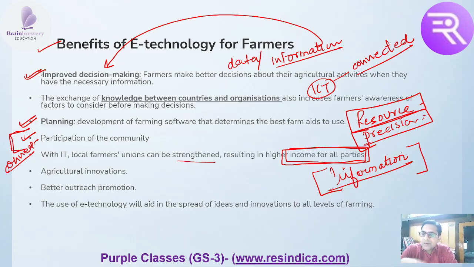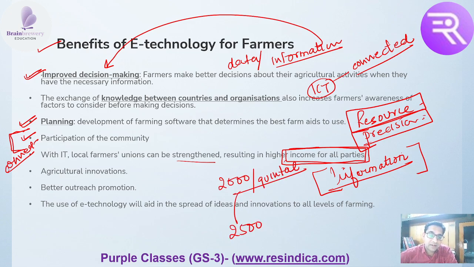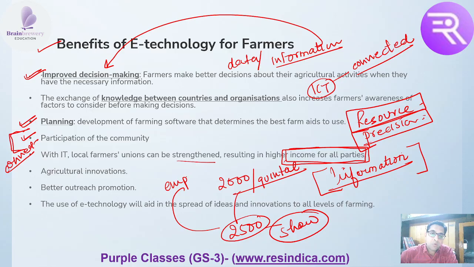Like, if somebody says that the price of rice is 2000 per quintal, you can say that no, in the market it is 2500. Then you can show him on the portal, right? So this is called empowerment. You will get empowered with this.